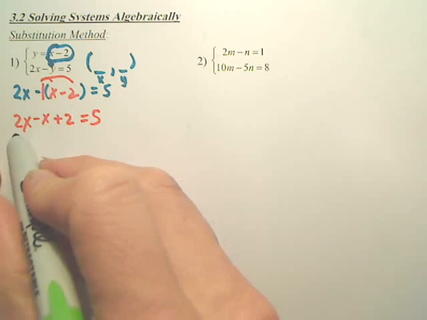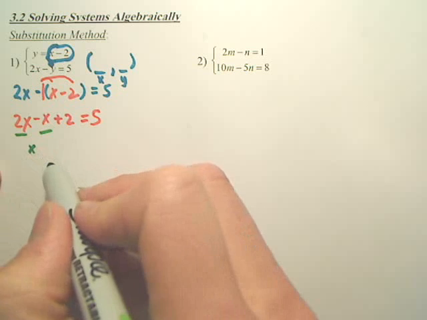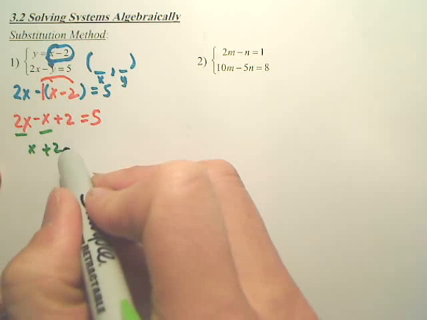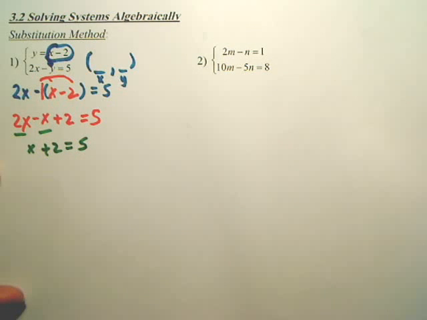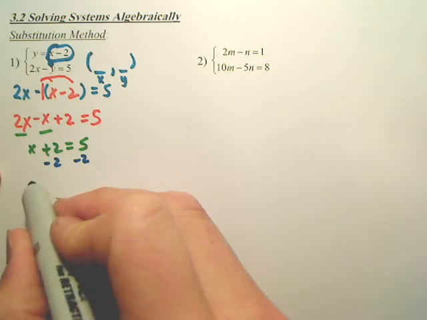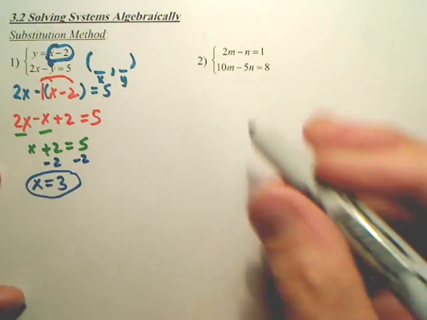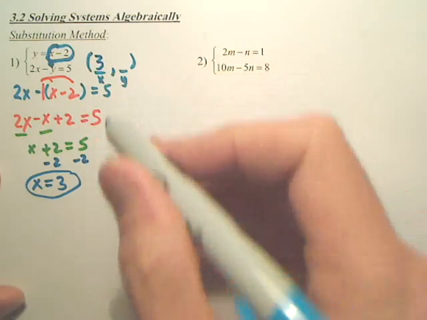Now, to solve for x, I got to combine these x's. That gives me x. Bring down the 2. Bring down the 5. And finish solving. Minus the 2 over. I now have x equals 3. So, my x is 3.